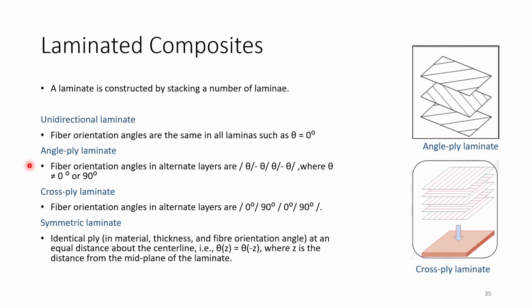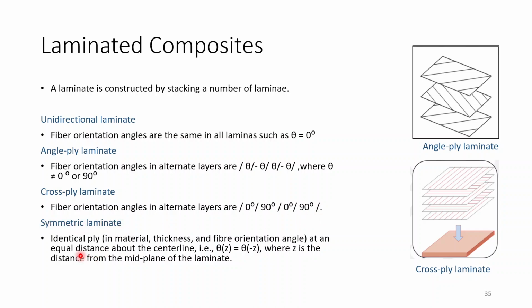Next is angle ply laminate. So in this case, the fiber orientation angle in alternate layers is theta, minus theta, theta, minus theta, where theta is not equal to 0 degree or 90 degree. Next is cross ply laminate. The fiber orientation angle is repeated in alternate layers, so the fiber orientation angles in alternate layers are 0 degree, 90 degree, 0 degree, 90 degree.